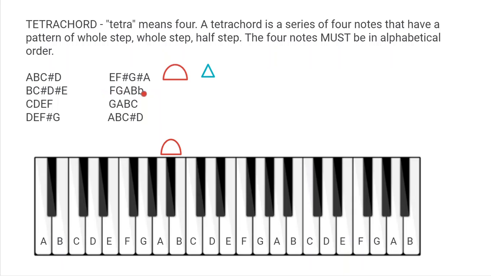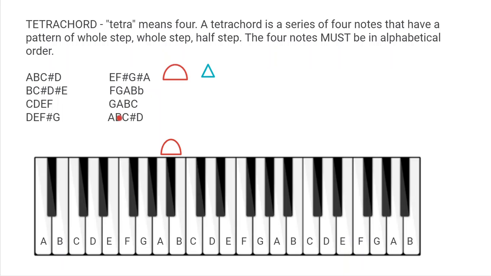Let's do our F tetrachord. From F, I go a whole step to G, another whole step to A. I go up a half step to B flat. It is not A sharp because I have to go in alphabetical order. It is B flat. F, G, A, B flat.